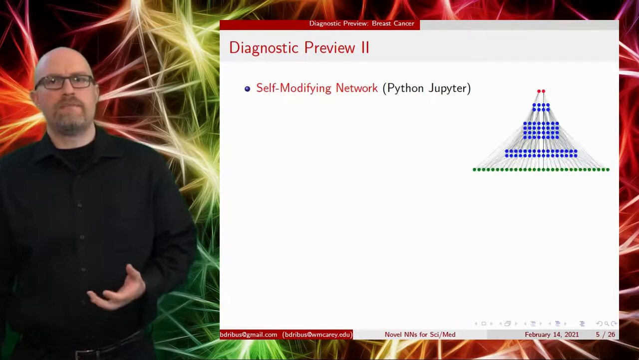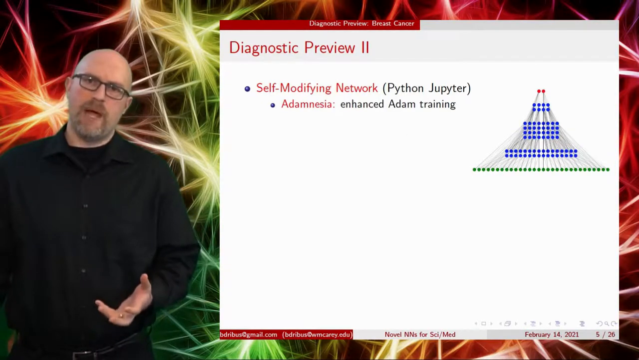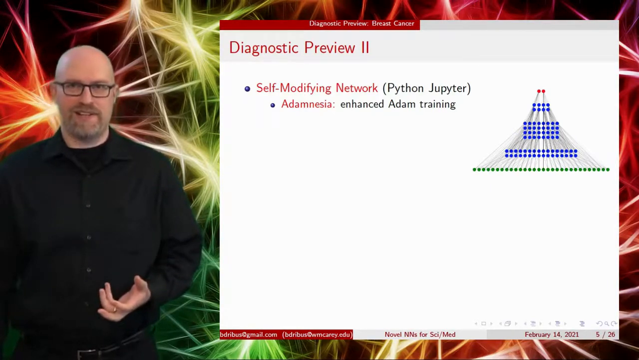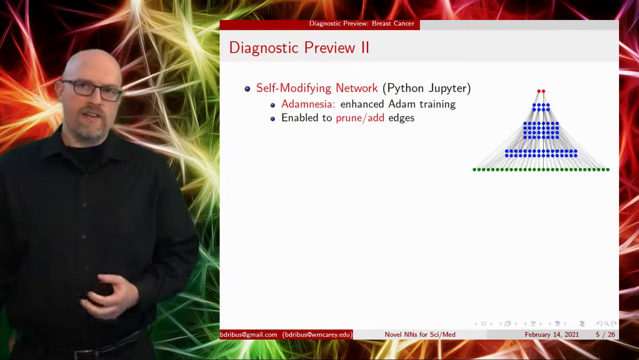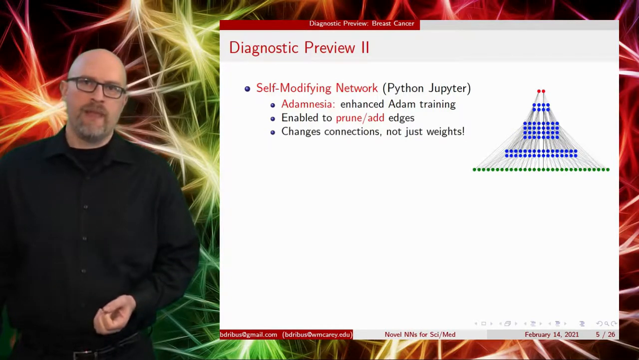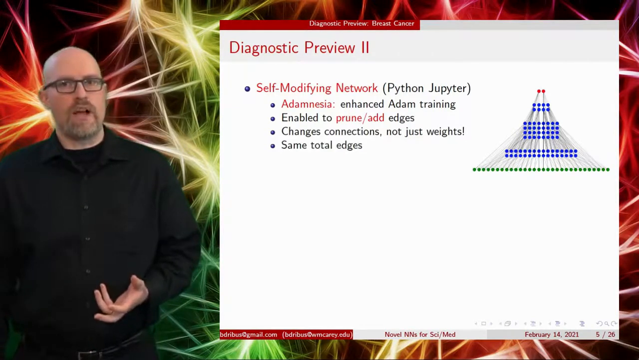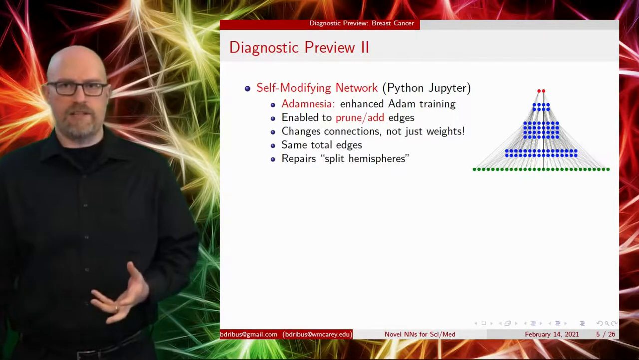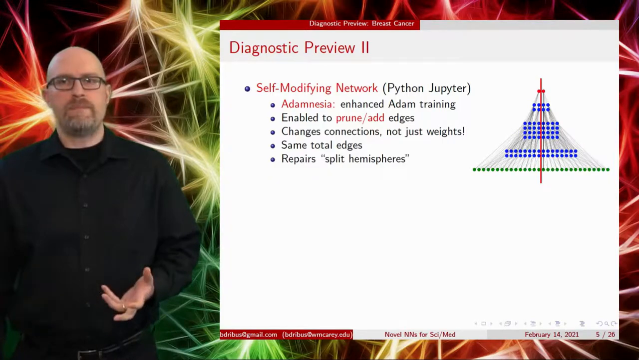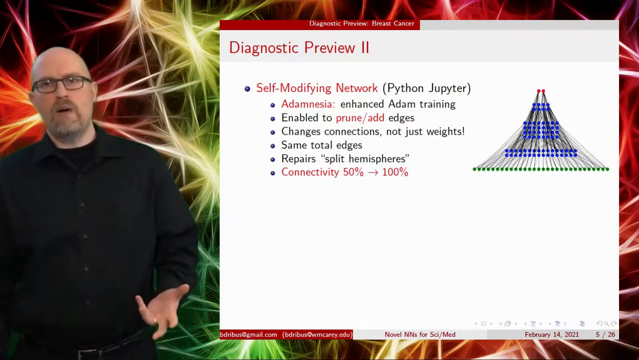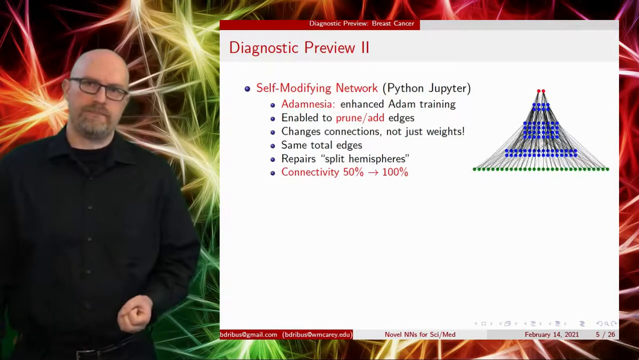My training method is a modification of the popular ADAM method, which I call adamnesia for its selective memory properties. The network modifies itself by pruning and adding edges, not just changing the weights, or synaptic strengths of the edges. In this case, I choose to keep the total number of edges constant. The network starts with a split hemispheres effect, but it learns to repair this deficiency so that it's 100% connected. Here's how the network looks after self-modification.